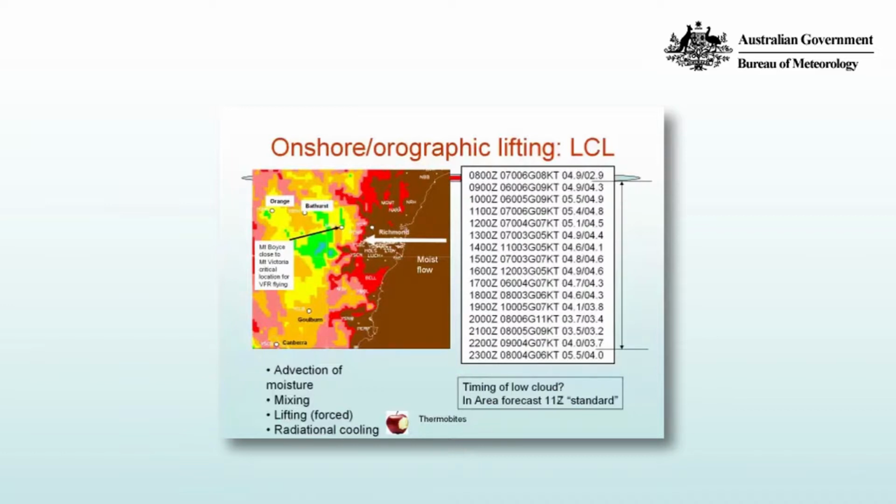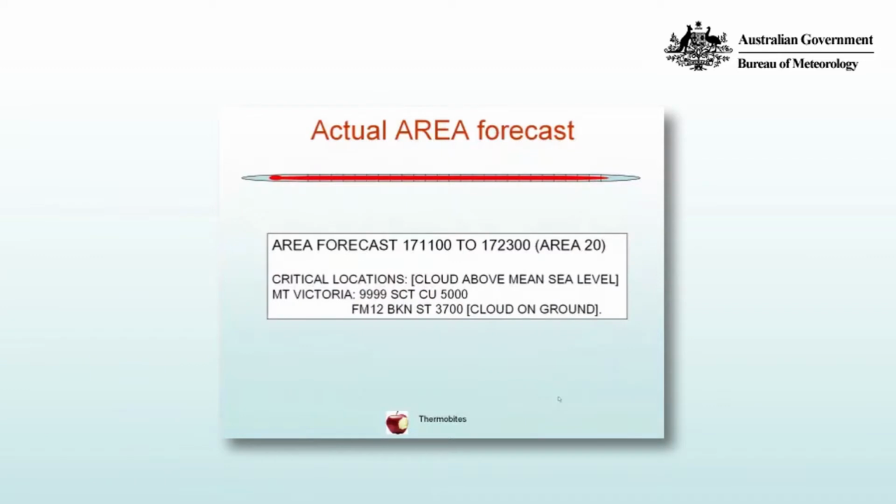So when we're doing aviation forecasting and considering something known as an area forecast, which is an average in space and in time, then we need to consider the critical locations, and a standard value often is 11 Z for the formation of low cloud in a critical location. In this case it formed 2 hours earlier, so clearly one doesn't resort simply to standard values but looks at the weather on its merits.